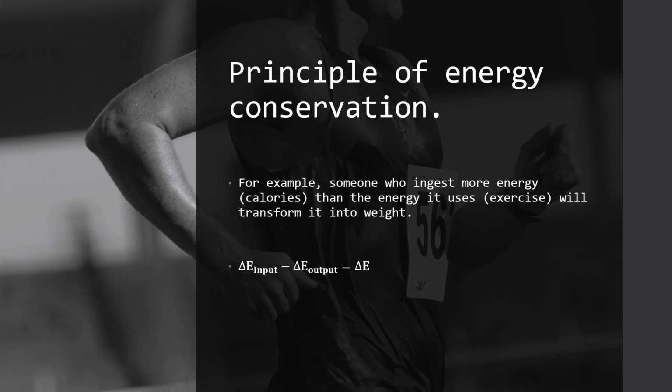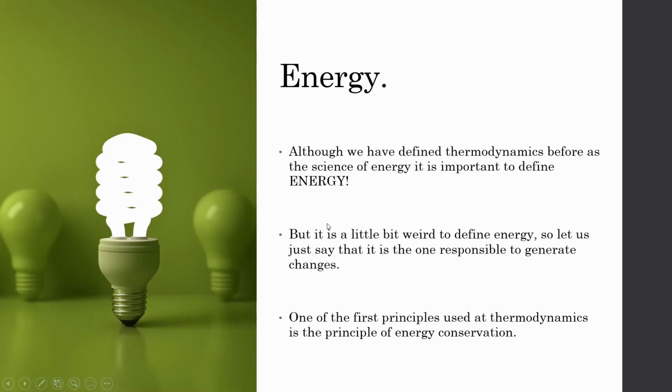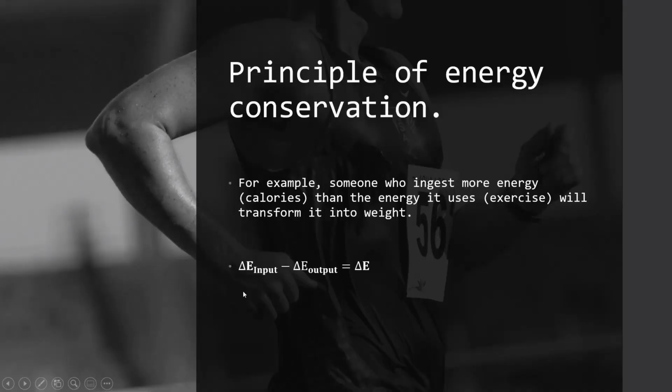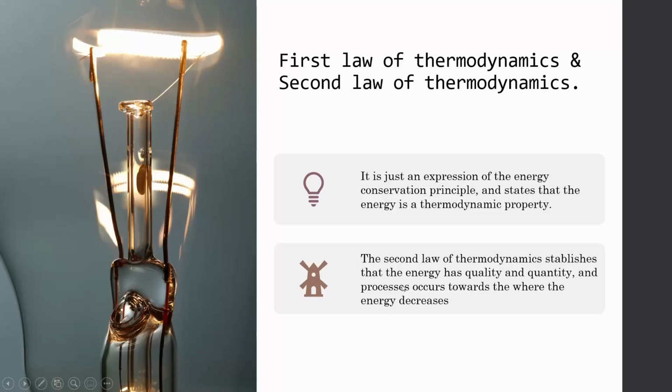Here's a little formula, and remember that the triangular shape is delta, and delta means changes. So going back again: changes, keywords, delta, changes. The change in the energy that enters minus the change in the energy that goes out will be equal to the changes in energy. So this is the principle of energy conservation, and you can state it as a formula too.